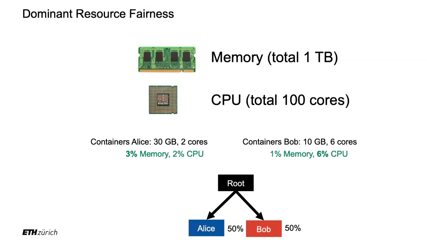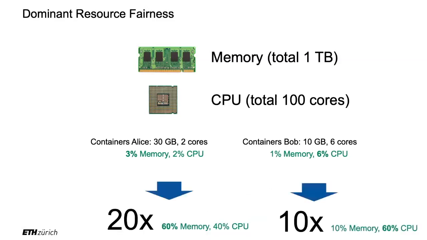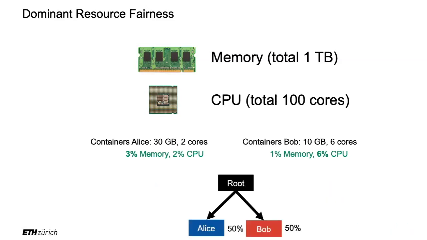This is just for you to know that there exist algorithms and techniques that deal with memory and CPU to fairly allocate them across the users, right? So in that case, basically based on the fact that for every container of Alice, you look at the maximum percent. So here it's 3%, that's the memory. For Bob, it's 6% because it's CPU dominated.